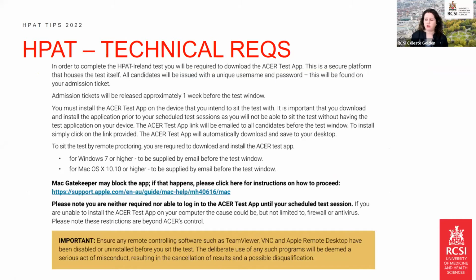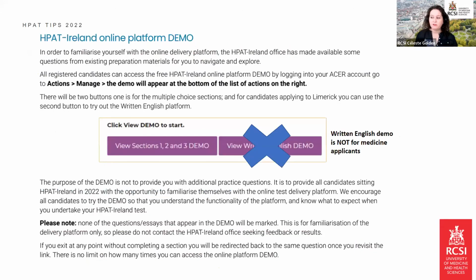You need to make sure that your laptop is configured correctly and it doesn't have any spyware on it or any kind of applications that will raise red flags. So you need to run the tests that ACER provide for you to make sure that the device that you use on the day of the test is fit for purpose, okay? All of this detail, as I said, is kind of long, but it's really important you get it, that you understand it, and that you have tested it. This is what the demo piece looks like when you go in and you've set up your HPAT account. The HPAT account that you set up will allow you access to the demo.